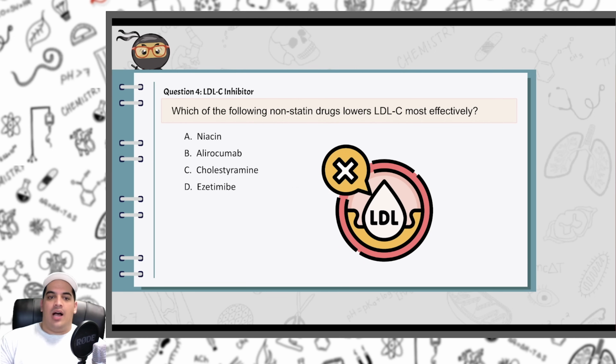Which of the following non-statin drugs lowers LDL most effectively? It's got to be the PCSK9 inhibitors, because they just massively decrease the amount of LDL receptor degradation and increase the LDL receptors and cause a massive decrease in LDL. So it has to be PCSK9. That was the -cumabs, so B.